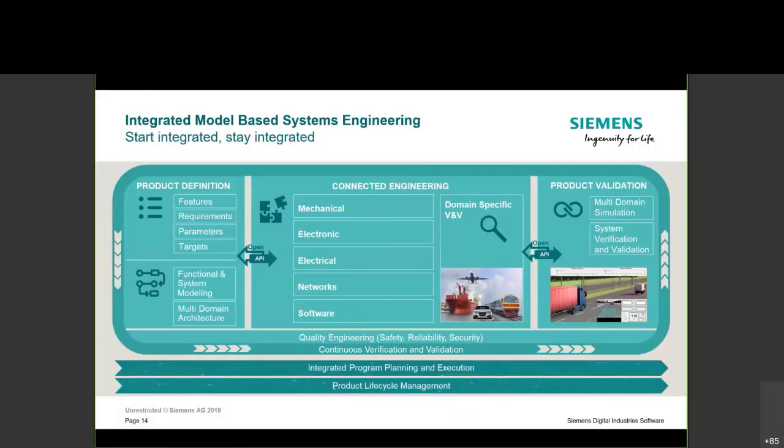All right, so how do we do it at Siemens? Integrated model system engineering. Right there on the screen, you see a taxonomy of what we call MBSE. And it starts with product definition.